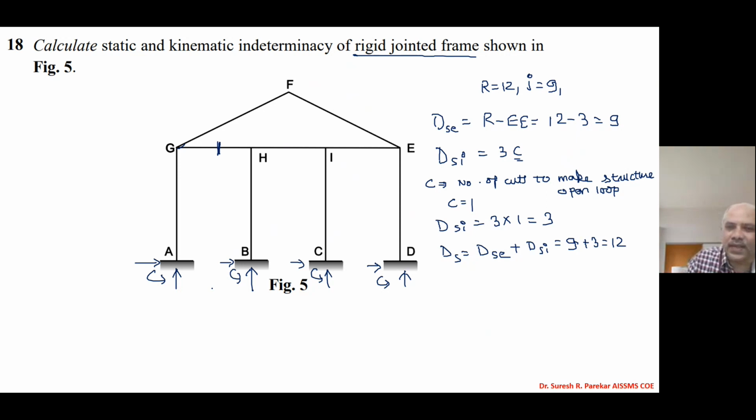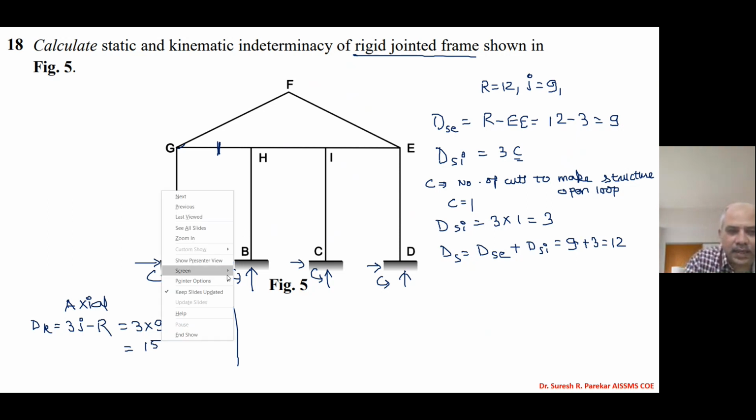Now DK. Here we do not have any change in axial, so we are with axial deformation. In case of axial, we have DK is equal to 3J minus R, and we have 3 into 9 and minus R we have 12. Then we get 27 minus 12, and we get this value that is equal to 15.